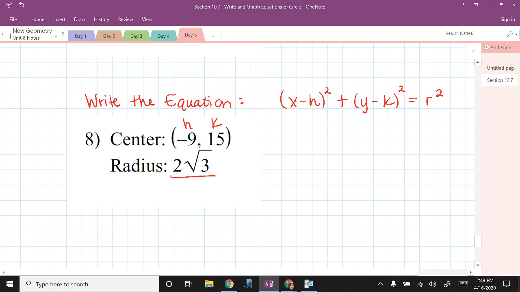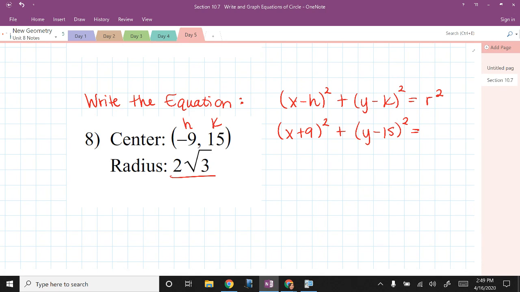So for my equation, remember I changed my h. So the opposite of -9 is +9. So (x plus 9) quantity squared plus, change the k, (y minus 15) quantity squared. Now the tricky part here might be r squared. So that's the radius, 2 radical 3. There's some of them where they just give you a number, so then you just square them, and there you go. This one is number 8, and I thought this was the most complicated one, so I thought I'd do that.